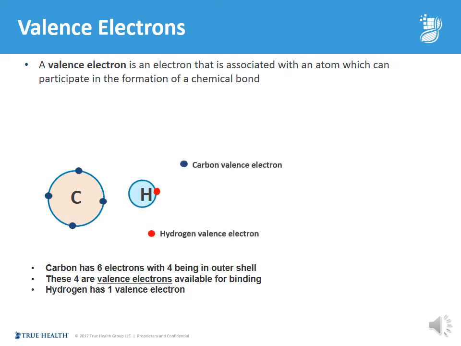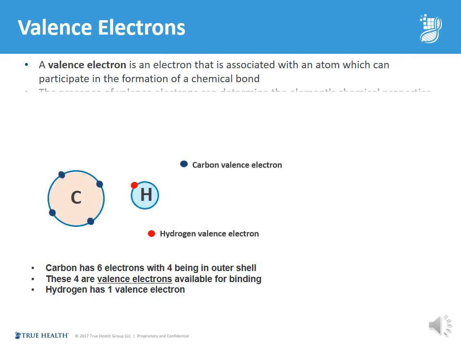Here you see a hydrogen atom and a carbon atom. The blue dots are called valence electrons in the carbon atom, and the red dot is called the valence electron in the hydrogen atom. That means those electrons are capable of binding to other valence electrons in other atoms. Carbon has 4 electrons in its outer shell, or its valence shell.